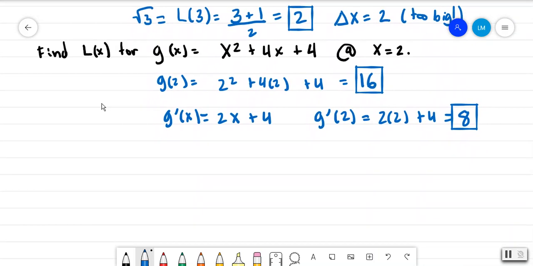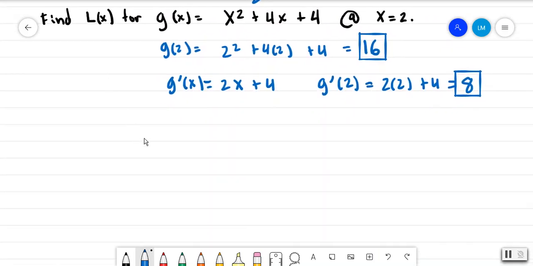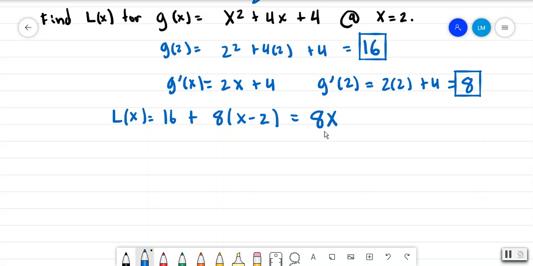Okay, so what this means is that we can go ahead and formulate our equation L of x. So L of x is going to be 16 plus 8 multiplied by x minus 2. Okay, so we have x minus 2. And it looks like the 16 is going to cancel out, and it's just going to give us 8x.